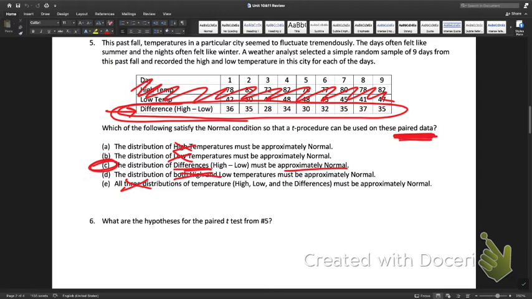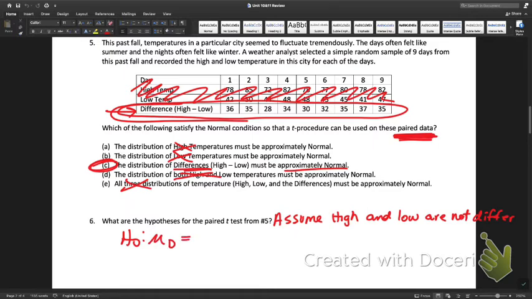What would be the hypothesis for this paired t-test? Now, I'm going to have you guys assume something that is extremely unrealistic, but we're going to assume it anyway. We're going to assume the high and low are not different. So we're looking at no difference. Very unrealistic, but that's what we're going to go with. Our null hypothesis would be the mean difference is equal to 0, meaning that the high and low temperature could equal a difference of 0. Again, very unrealistic, I know.